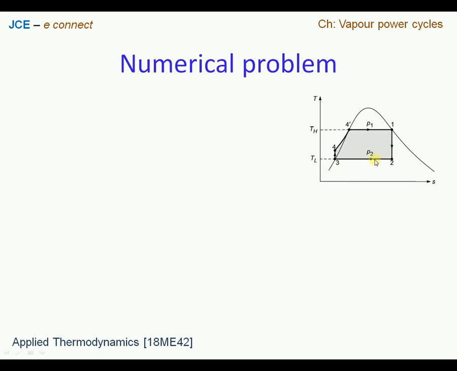And then we have a heat rejection process 2 to 3, and 3 to 4 is the pump work, and again 4 to 1 is the boiler. Heat addition happens in the boiler.